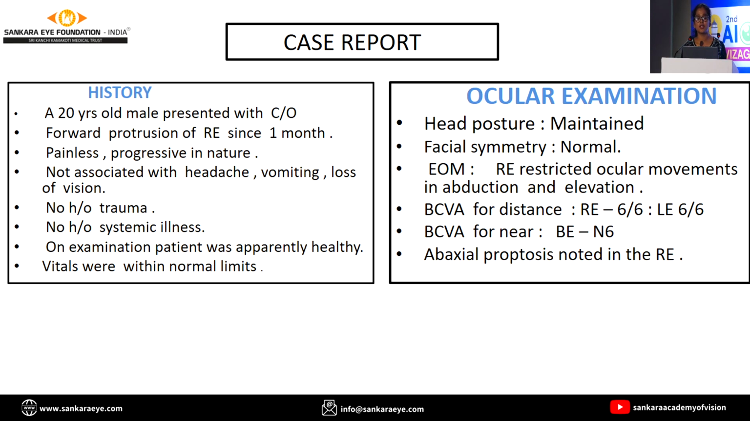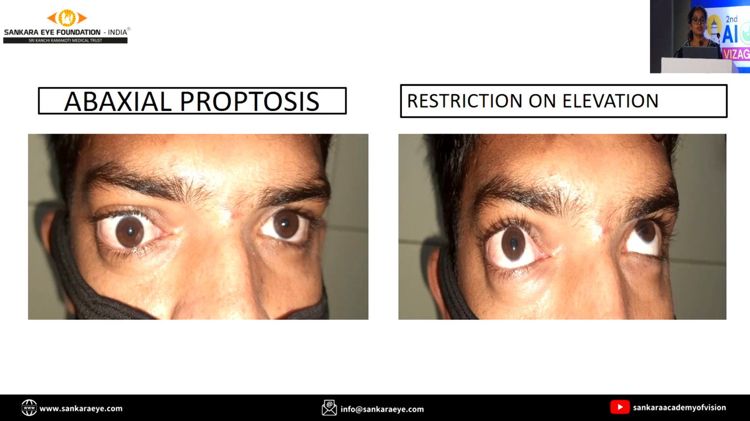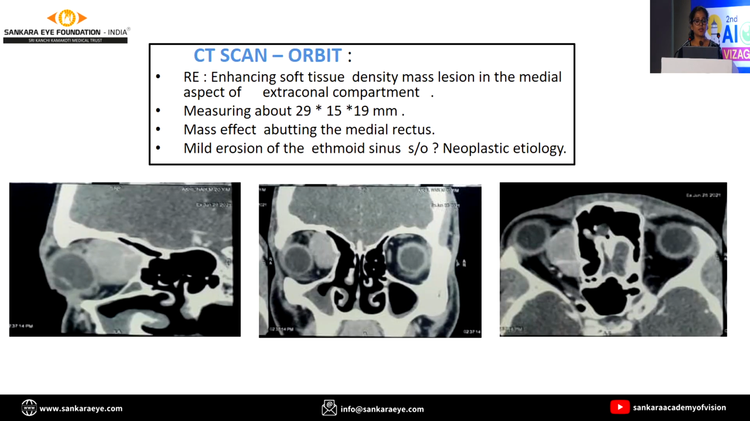On examination, the patient was apparently healthy. Vitals were within normal limits. On ocular examination, head posture was maintained and facial symmetry was normal. Extraocular movements were restricted in the right eye in abduction and elevation. Best corrected visual acuity for distance was 6/6 and near N6. Abaxial proptosis was noted in the right eye, with restriction on elevation.